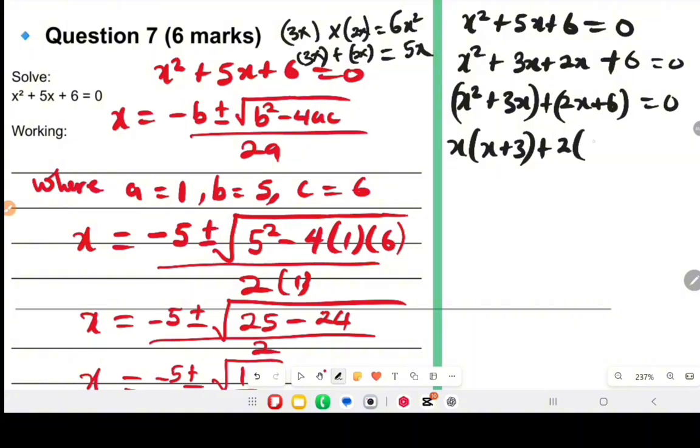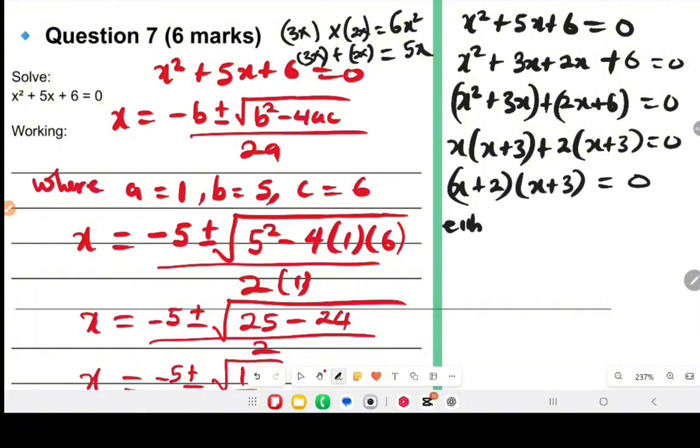We have 2 is common, left with x plus 3 equal to 0. Now the brackets are the same. We pick what is outside the bracket, which is x plus 2, and pick one of the bracket, which is x plus 3 equal to 0.